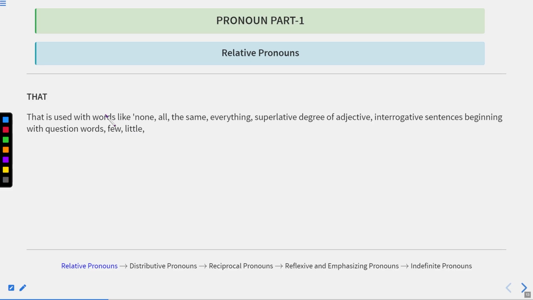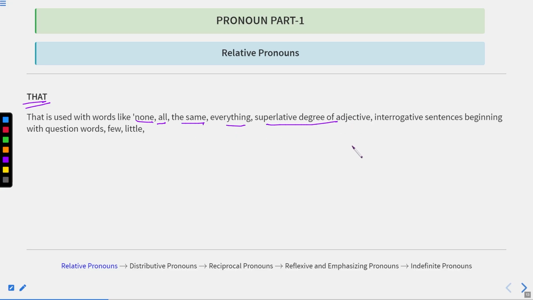Now, here we'll discuss the use of that. So as I told you, that is actually an elaborative part. So here we are going to discuss where we can use this word that. That is used with words like none. This is very, very important. If you find in any sentence any of these words like none, all, the same, everything, or any superlative degree of adjective.